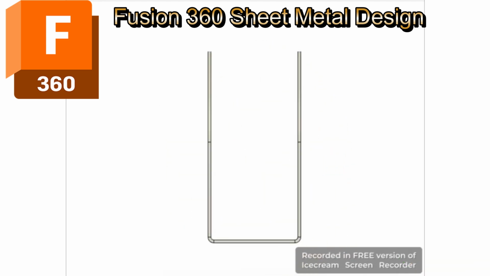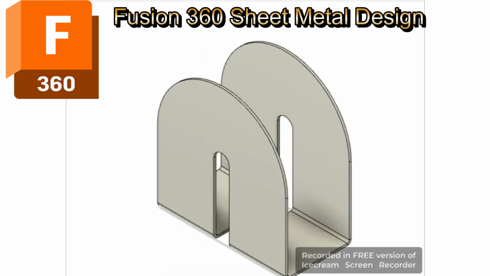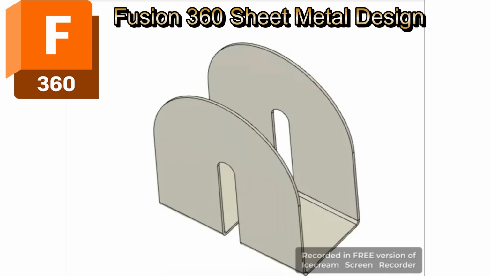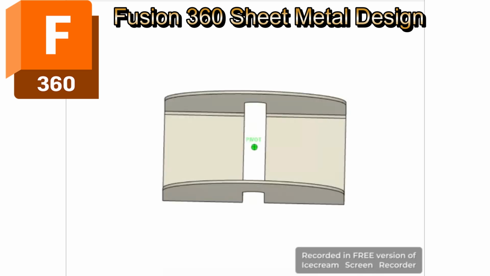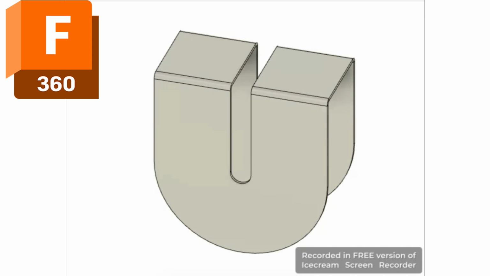Today we'll be exploring the design process using sheet metal tools in Fusion 360. In this lesson, we'll design a tissue holder with specific dimensions, focusing on the unique aspects of sheet metal design. By the end of this tutorial, you'll gain hands-on experience with basic techniques and be equipped to create complex sheet metal designs using Fusion 360.